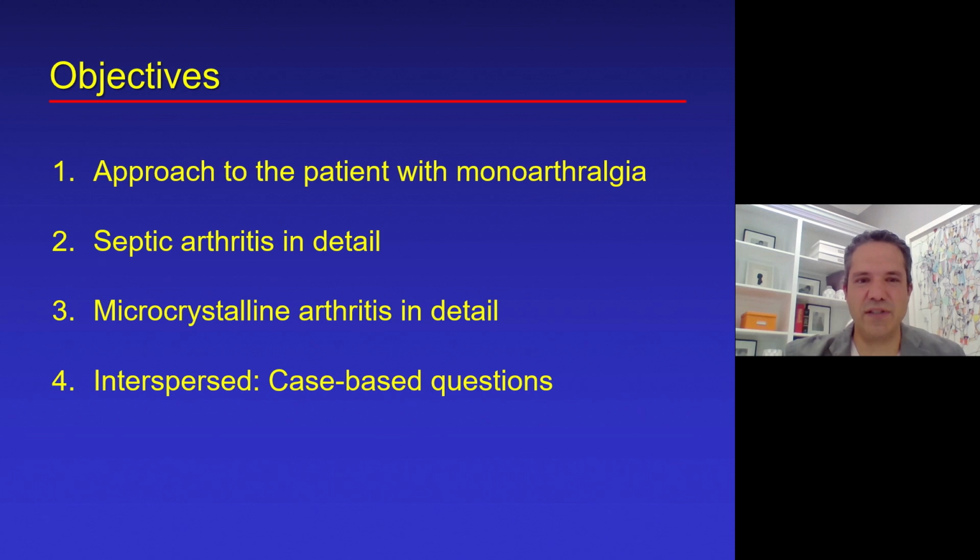The objectives for this talk are to first review the approach to patients with a single joint complaint. Obviously, that could be an entire conference series, but we will winnow it down to the important details. Then we'll talk about probably the two most important things that you'll be looking for: septic arthritis and microcrystalline arthritis, gout and pseudogout. And I will intersperse some case examples throughout the talk.